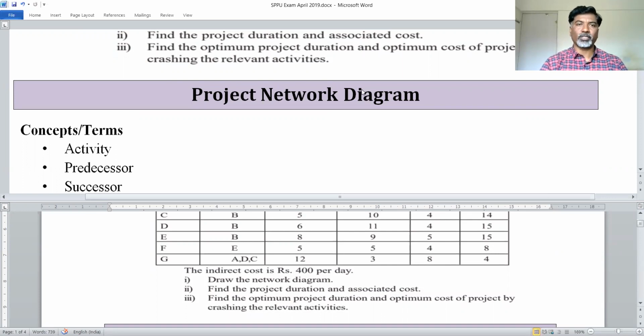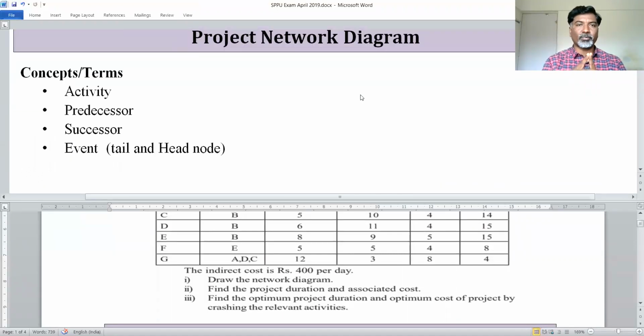A project is a set of interdependent activities which are planned in such a way that the project will be completed in an effective and efficient manner, or we can say smoothly. For that purpose, we identify different activities, and if we represent those activities with the help of a diagram, then that diagram is called a project network diagram. So we'll see what the different components of a project network diagram are first.